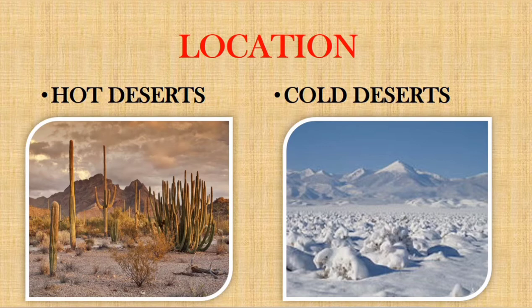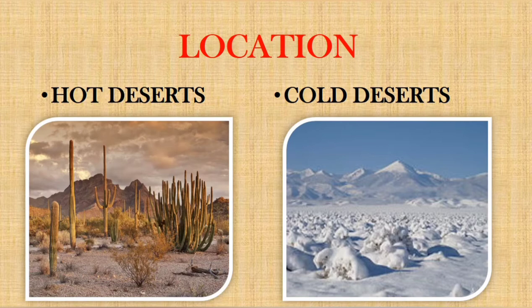Okay, clear? Yes. Most of the hot deserts lie on the western side of the continents and the leeward side of the mountains. What is meant by leeward? A side that is away from the wind.